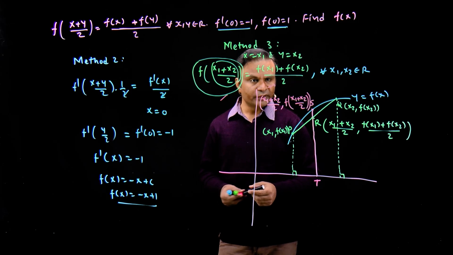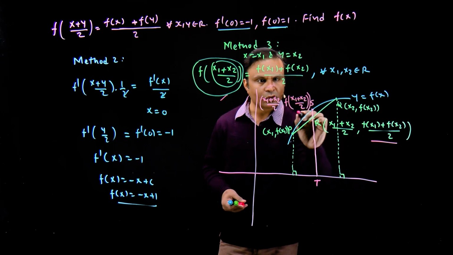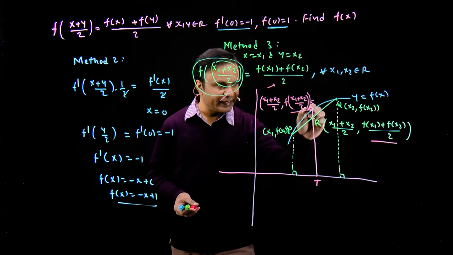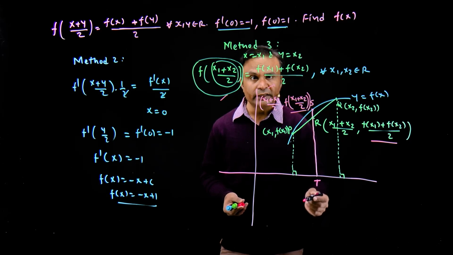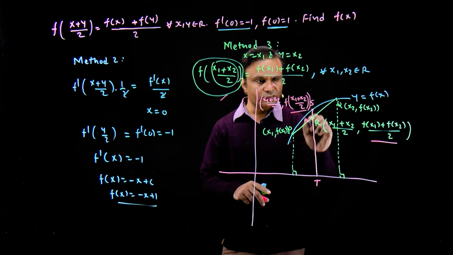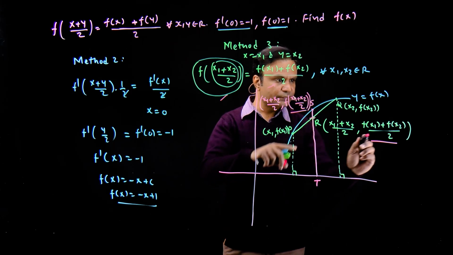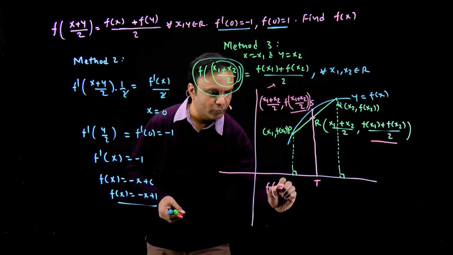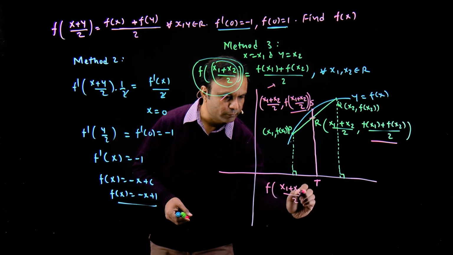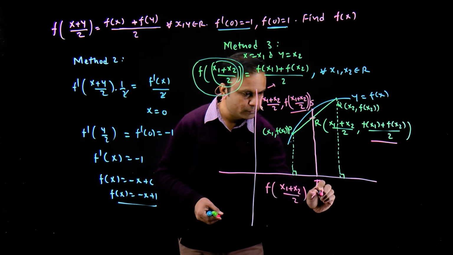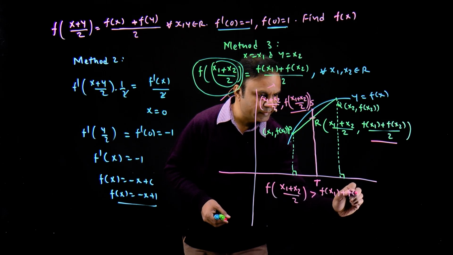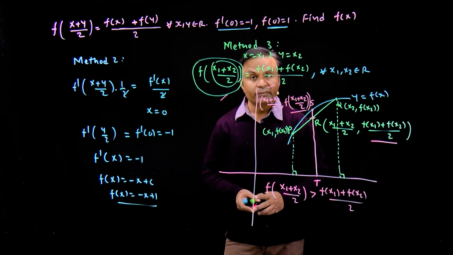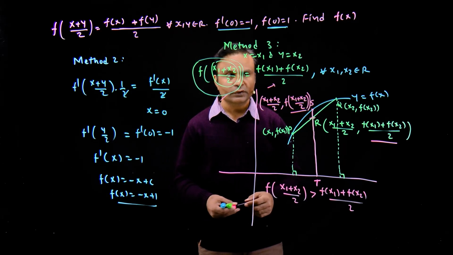Now tell me which value is more, this or this. Obviously we have ST more than RT. Here height ST is this value and height RT is this value. So from the graph we have f of (x1 + x2)/2 greater than (f of x1 + f of x2)/2. But in the question we have these two values equal.